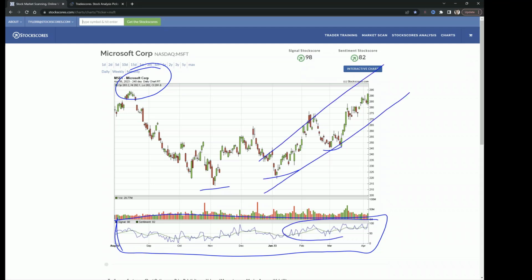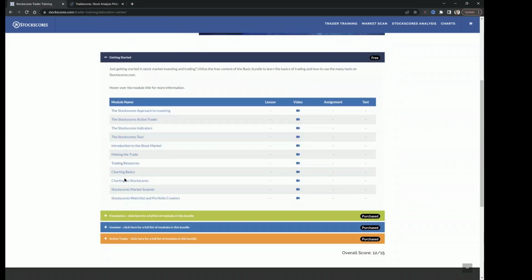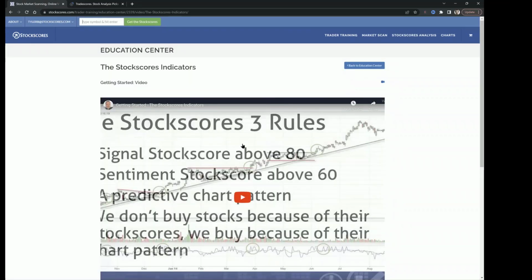And you can see that the Stockscores indicators have been strong, and by strong I mean greater than 60, for a few months. What's been happening for a few months? Stock has been going up. If you want to learn more about the Stockscores indicators, just go into Trader Training, Education Center. Go down here, where is it? The Stockscores indicators right there. There's a video that explains it, how they work.